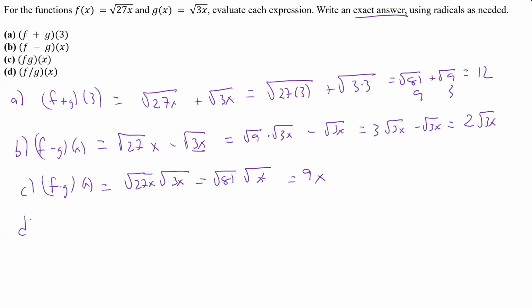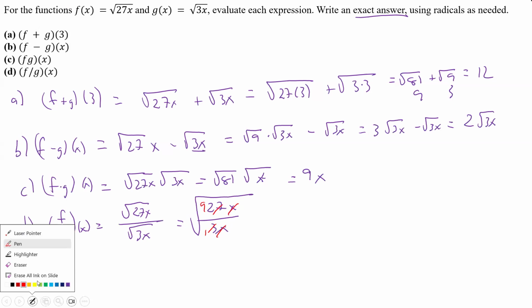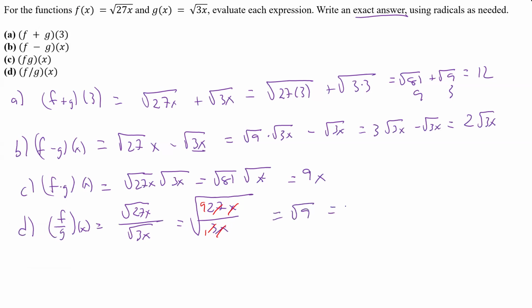And finally, we want f over g of x. Well, that's the square root of 27x over the square root of 3x. We can put that all under one radical. So that's 27x over 3x. Now let's use different colors here. So guess what? x cancels x. 3 goes into 27 nine times. So we've got a simple square root of 9. Well, that's just 3.